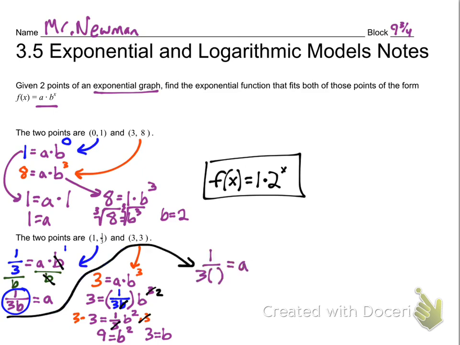All right, so let's rewrite. So let's figure out what a has to be equal to. We could put in any of these equations, but I'm going to choose this one because I've already solved for a. And we plug in 3 there, and we get a is 1/9. So our final function is 1/9 times 3 to the x.